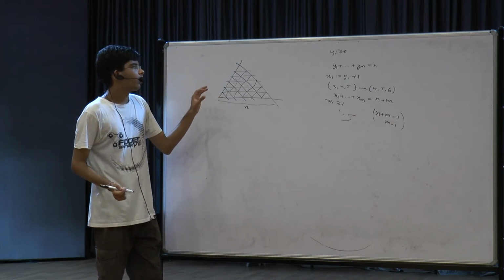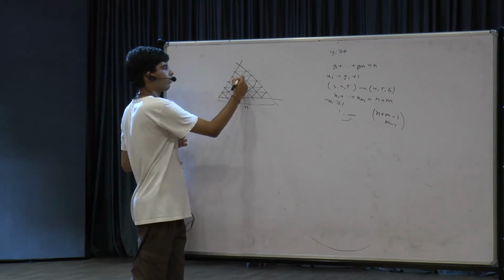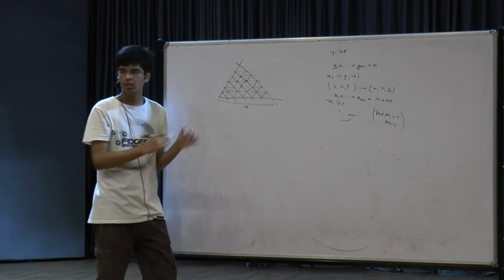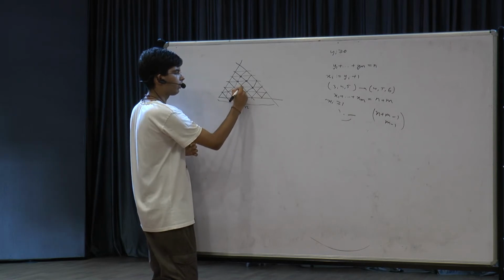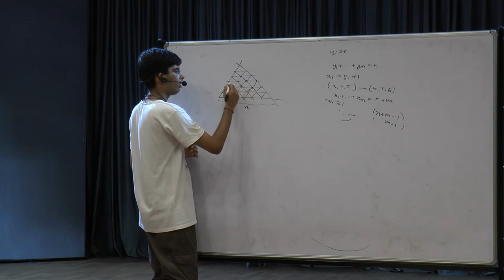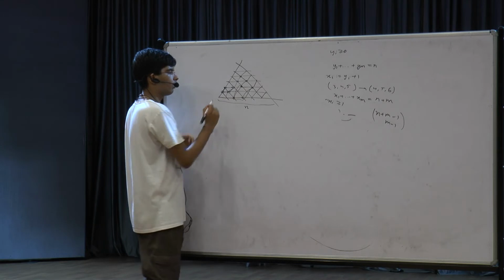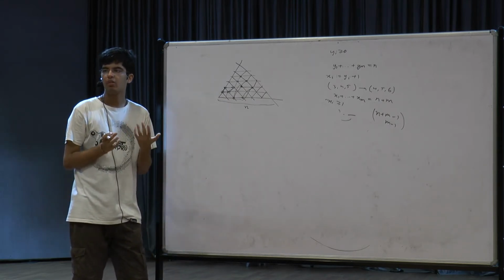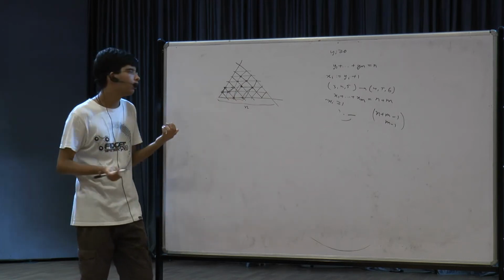Now in this, we want to count the number of parallelograms with points in here. So for example, this is a parallelogram because the sides are parallel. This is a parallelogram because the sides are parallel. And this is a parallelogram because the sides are parallel. So there are many such parallelograms. And we try to count the number of such parallelograms in this triangular object.